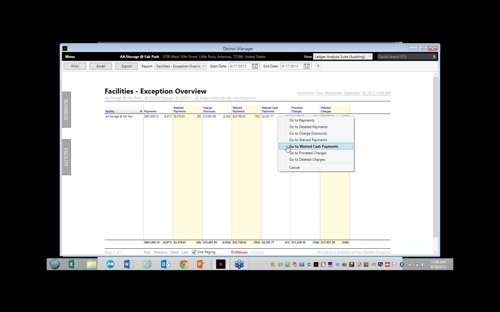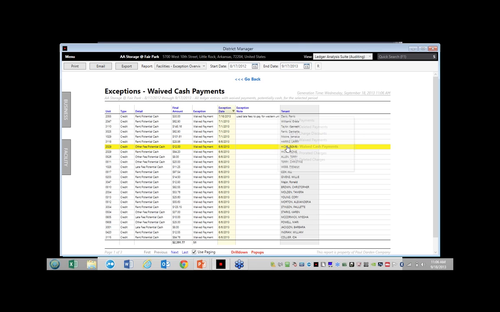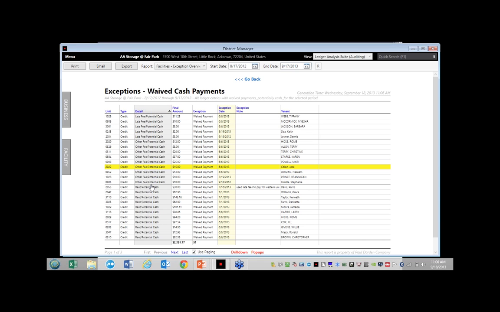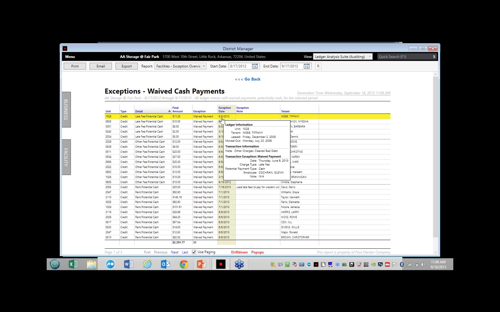Let's just look at the detail. And here are late fees, for example. Here are other fees. Here's rent. And as you go over and highlight each one of them, it gives you the information about why that particular cash-paying tenant had this particular charge deleted. And in this case, to clear the bad debt, this person was auctioned off.